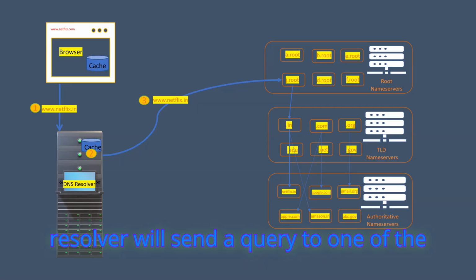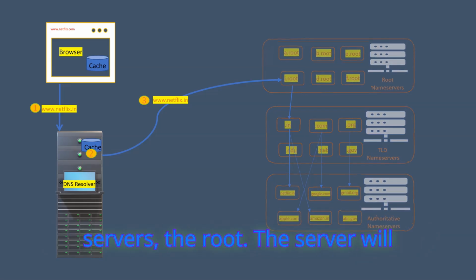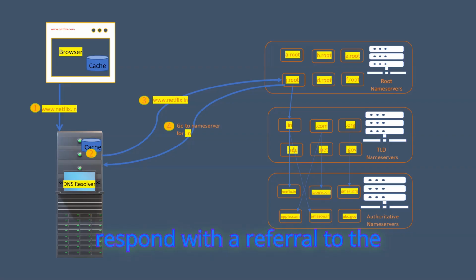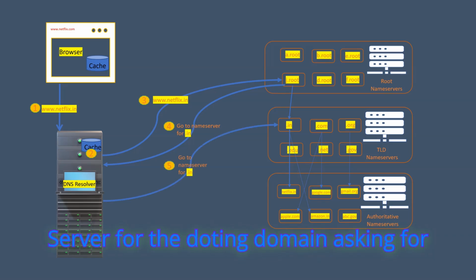The DNS resolver will send a query to one of the root DNS servers. The root servers are designated by the letters A through M, and they are responsible for knowing the IP addresses of the TLD, top level domain servers. The root DNS server will respond with a referral to the appropriate TLD server based on the domain extension. For example, for the domain name www.netflix.in, the root server will refer the DNS resolver to the TLD server for the .in domain.